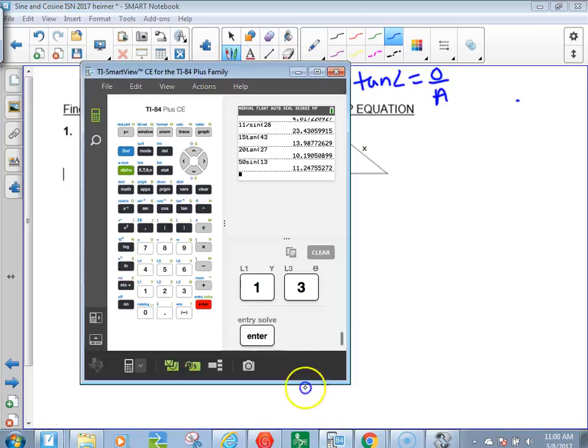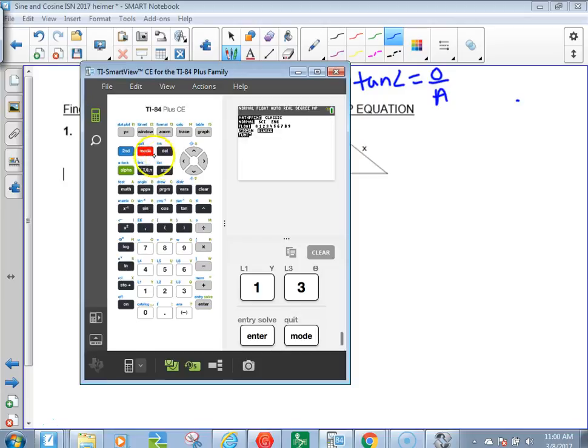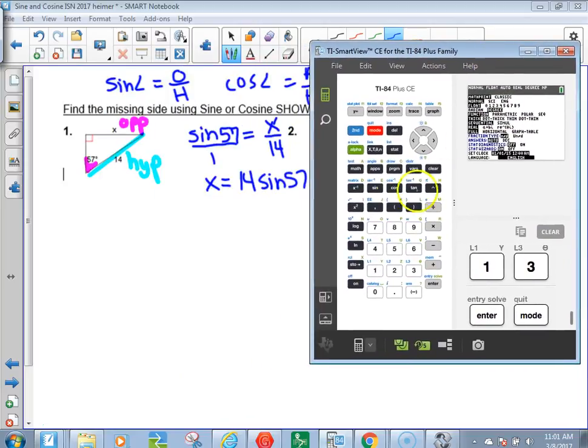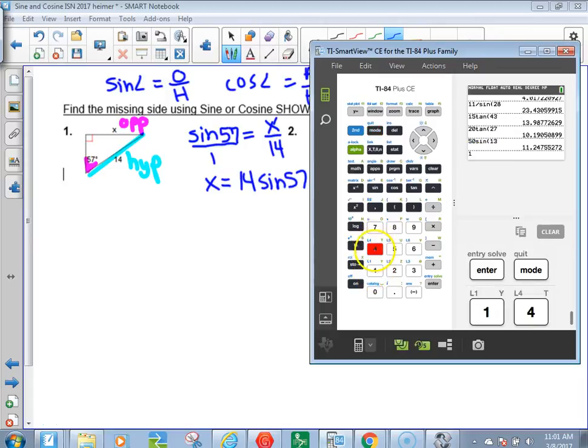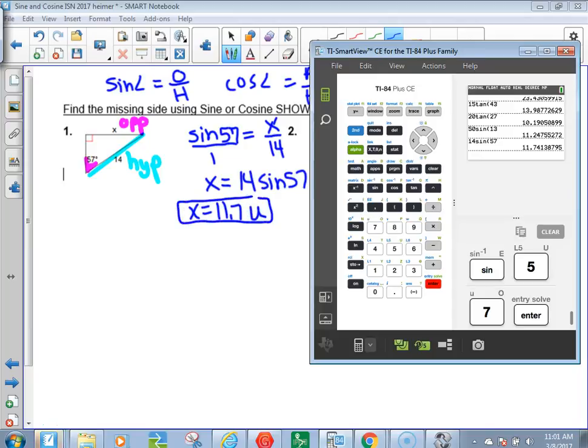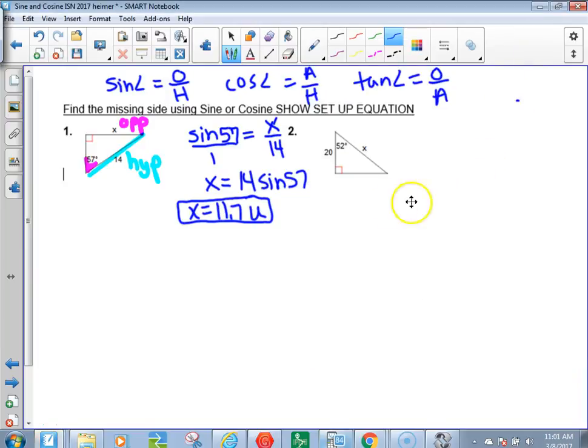So you grab your calculator. What's the first thing you should check? The degree mode, right. You want to press mode. Make sure it's in degrees. If it is in degrees, you're ready to go. If not, change it to degrees. Then type 14. Press the SIN button and put in 57, the angle measure, and hit enter. All right, so we're going to write units after it, 11.7 units, because we don't have a measurement, but we know it's a length.